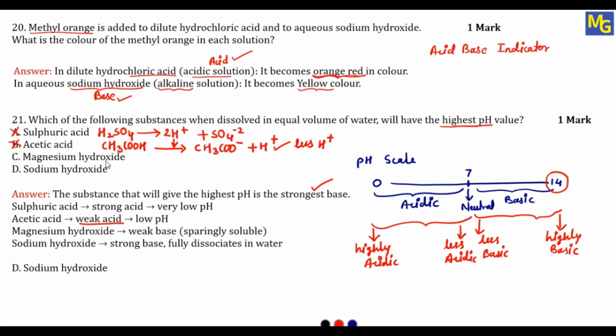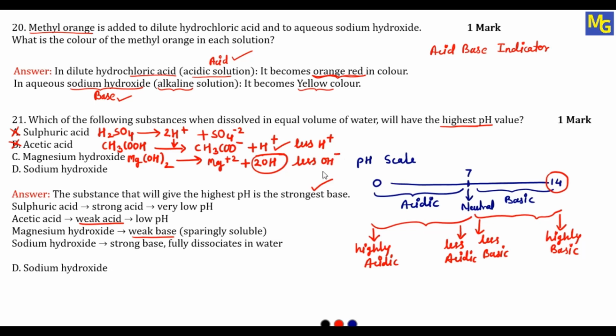Now if you go for magnesium hydroxide, it is a base, Mg(OH)2. It is a base because when it is added in water, it splits to become Mg2+ and 2OH-. It gives OH-. But because it is a weak base, it will not give more OH-. It gives less OH-.